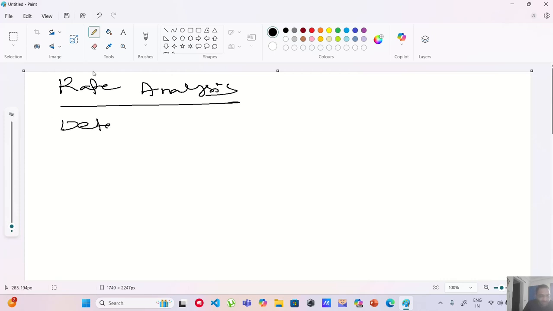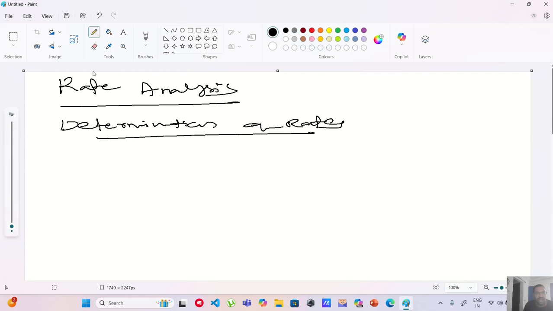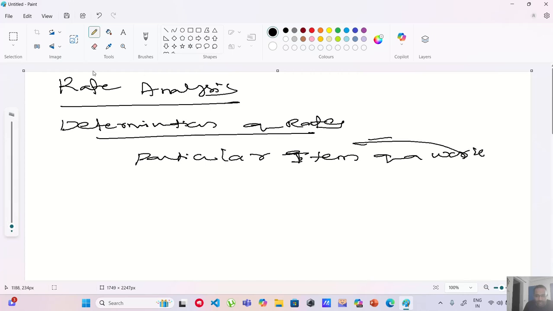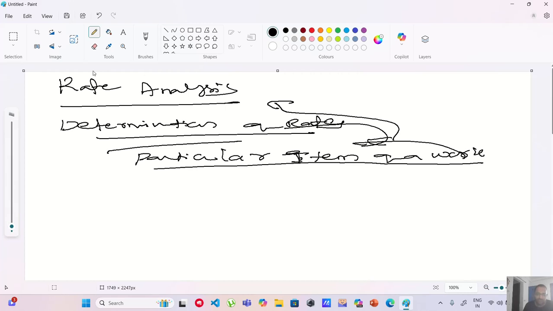It is the determination of rates. The name itself clearly defines rate analysis. It is the determination of rates, and which rates are we going to determine? It is for a particular item of work. For a particular item of work we are going to determine the rates, and finally we can call it a rate analysis: determination of rates for a particular item of work.